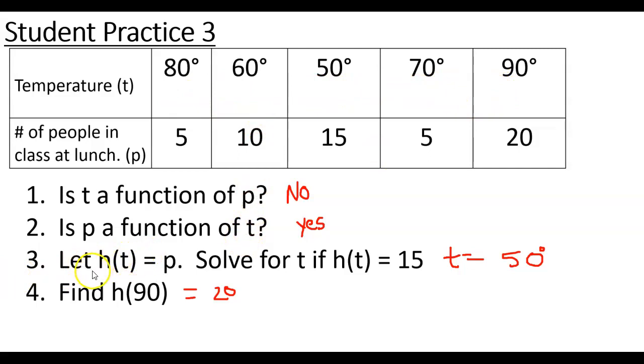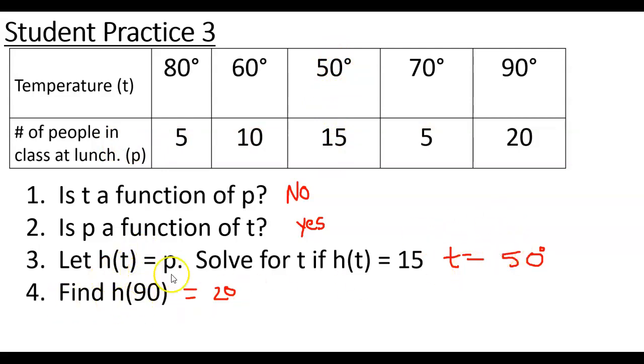In this one, we're defining a function, h of t equals p. The function's name is h. The input is t. The output is p. So it's asking us to find the t value given this expression here. So the 15 is a p value, and we're looking for the t value that goes with that. So we're looking for where the number of people, p, is 15. That's here. And the t value, temperature, that goes with that is 50. So the answer is 50 degrees.